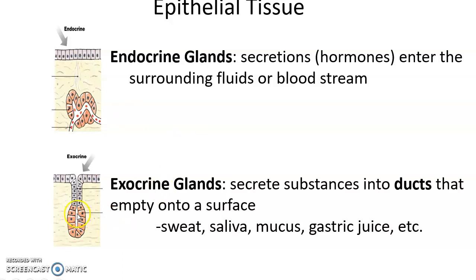And then exocrine glands, on the other hand, have ducts that lead to a surface. And so exocrine glands secrete substances into the duct that then empty onto the surface. So for instance, sweat onto the surface of our skin, saliva into the surface of our oral cavity, mucus, gastric juice into the stomach, and so on.